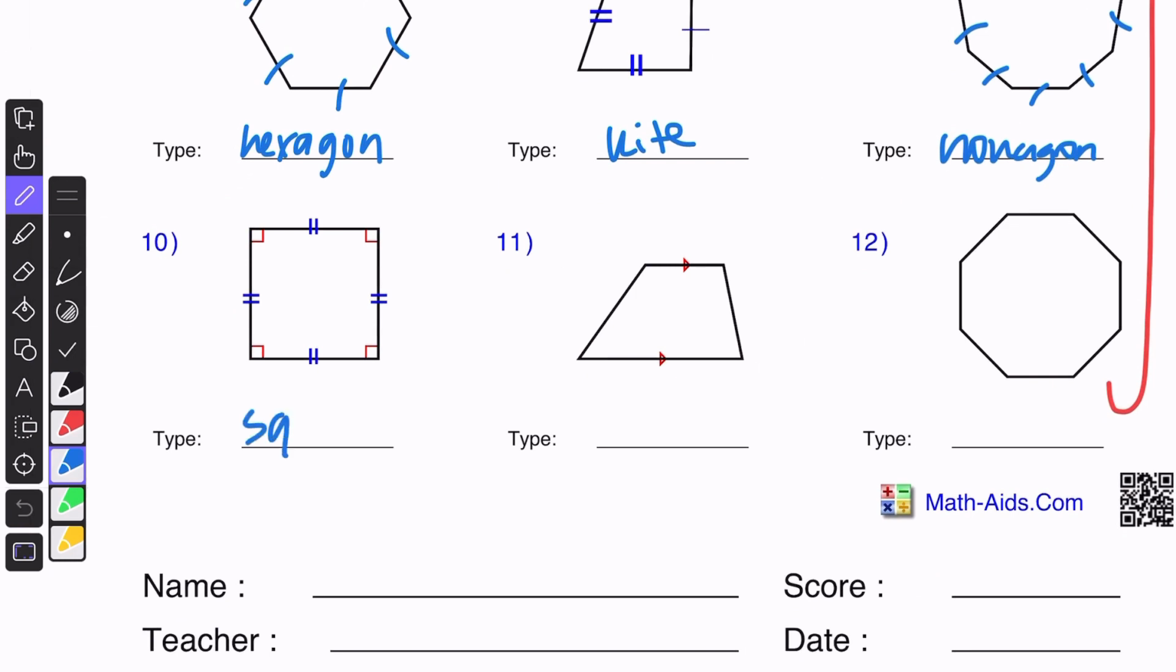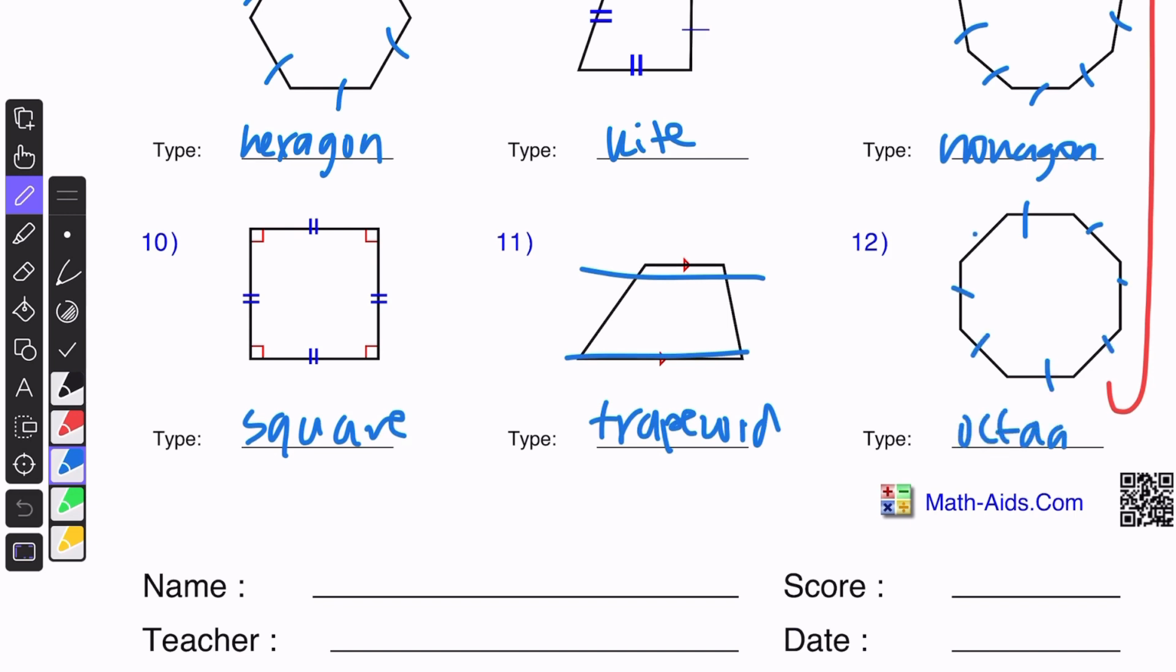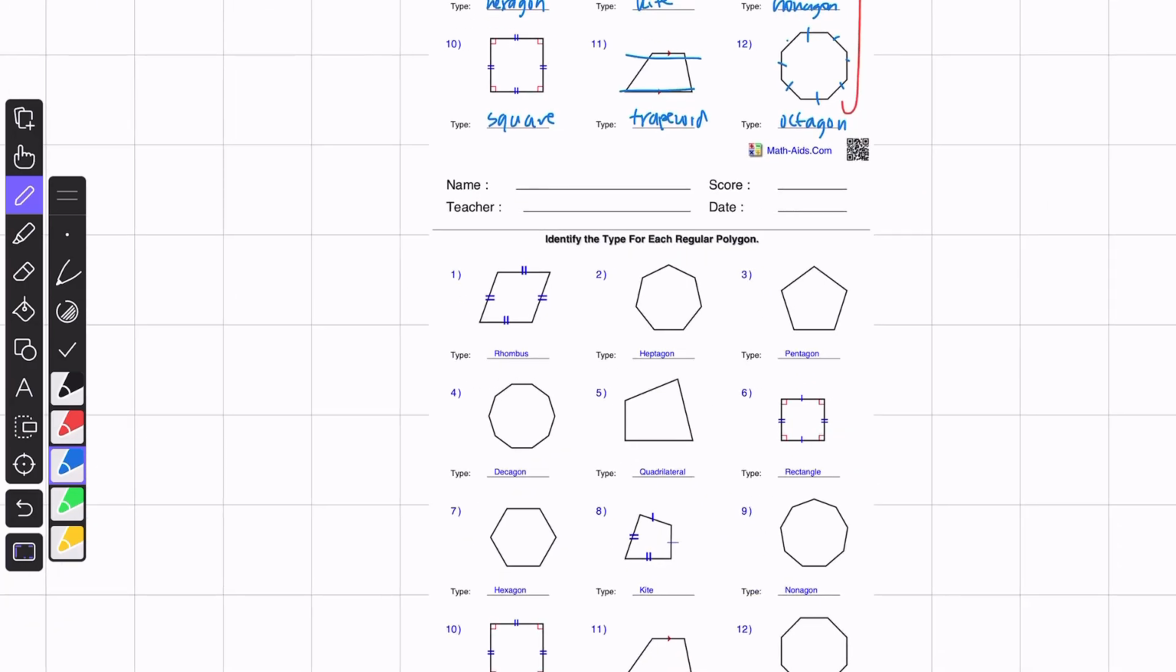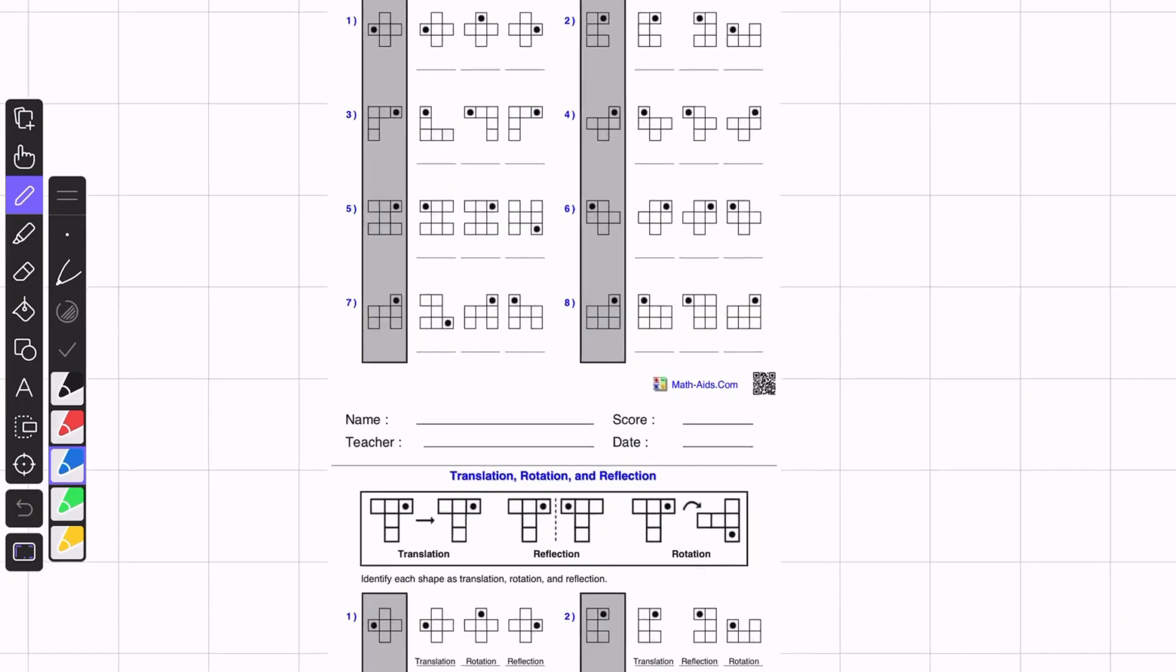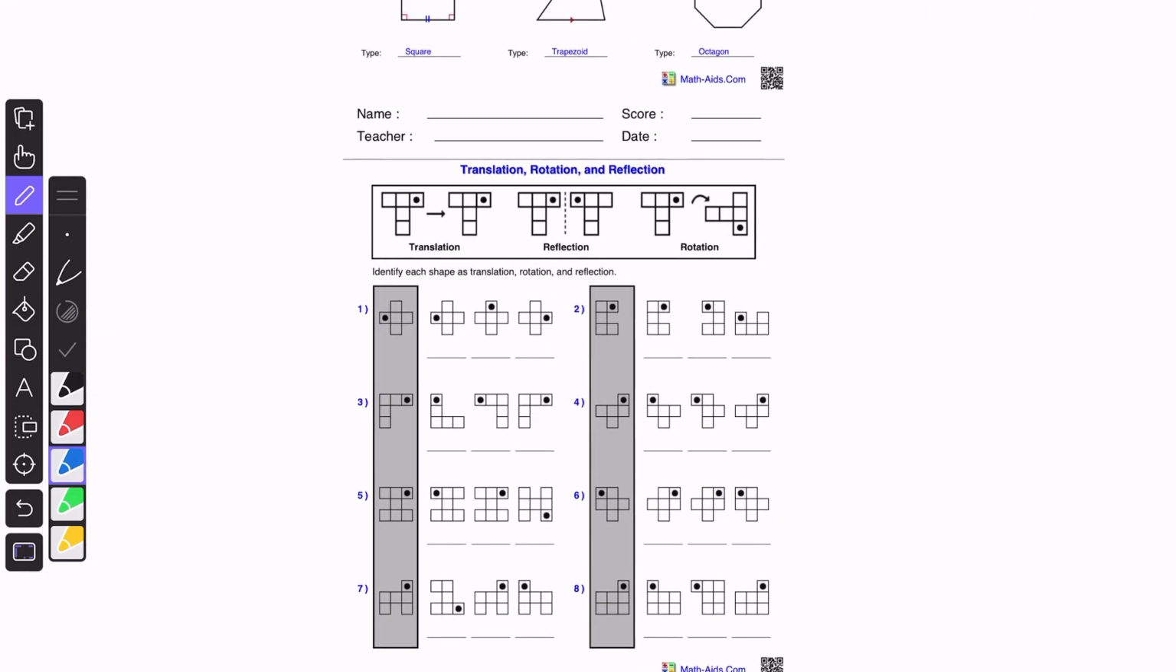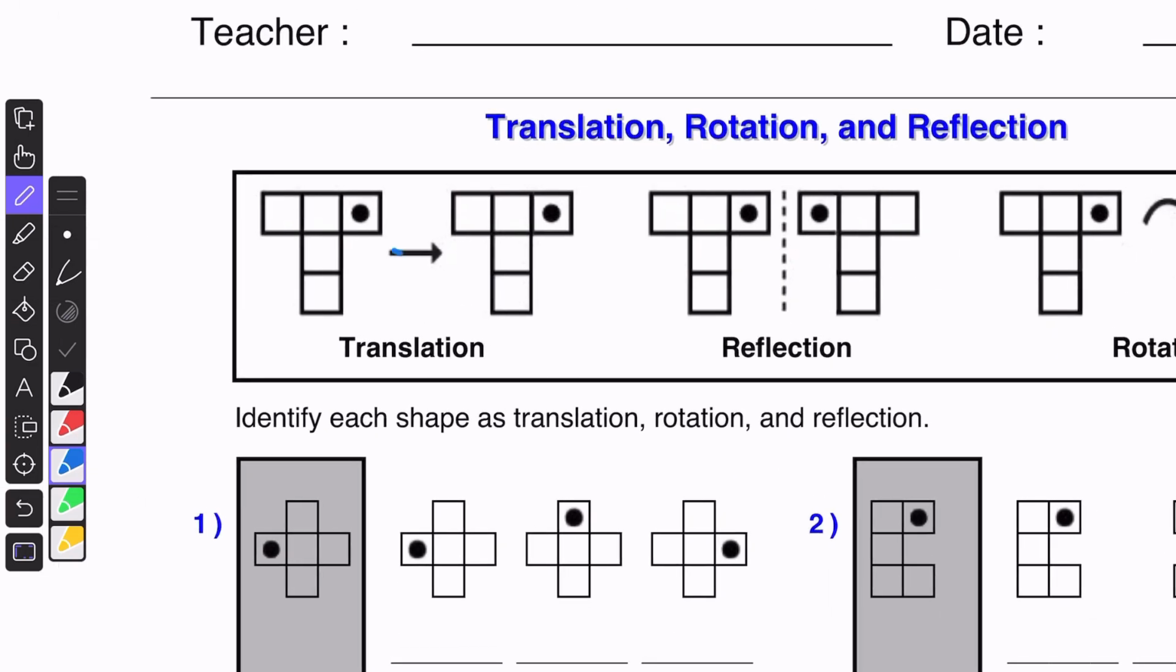We have a square, a trapezoid because of those parallel lines, and then a 1, 2, 3, 4, 5, 6, 7, 8, an octagon. There we go. Looks pretty good. Now we're going to do translation, rotation, and reflection. So translation means moving from side to side, up to down. You're translating the piece a specific way, but not actually changing the shape of the piece.